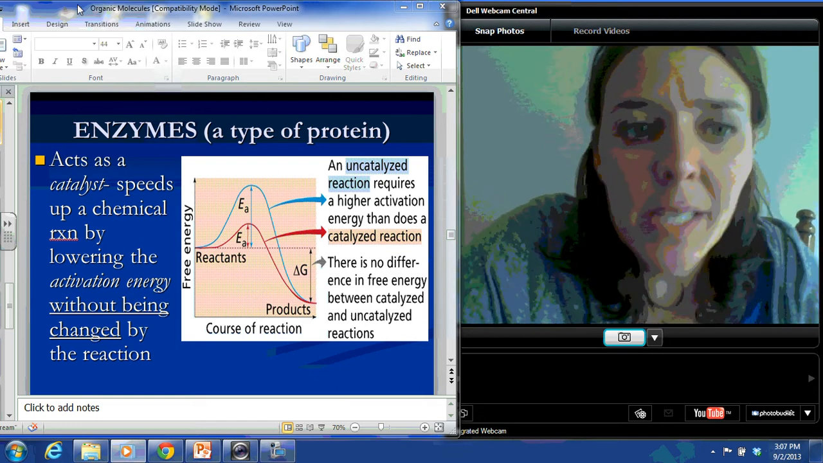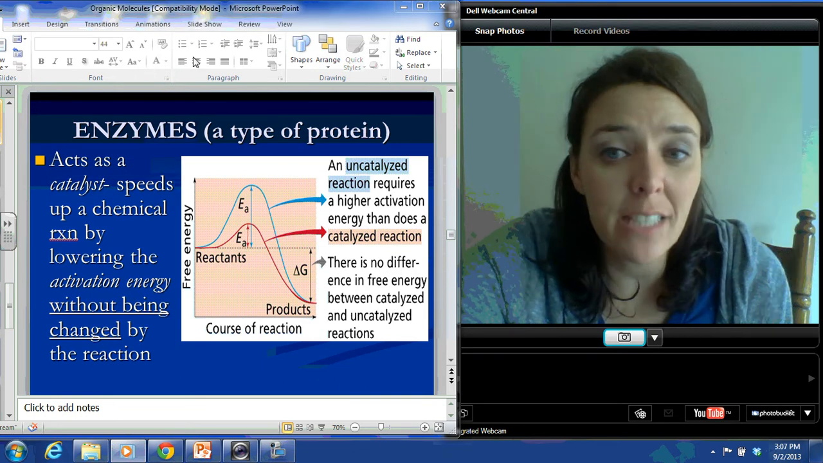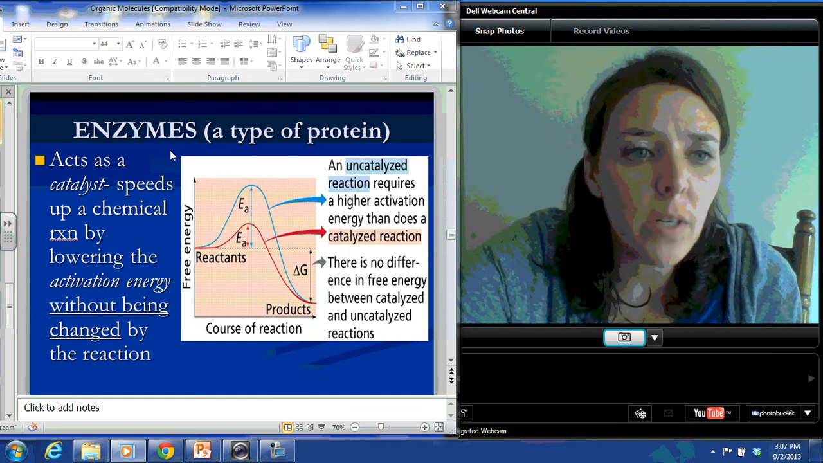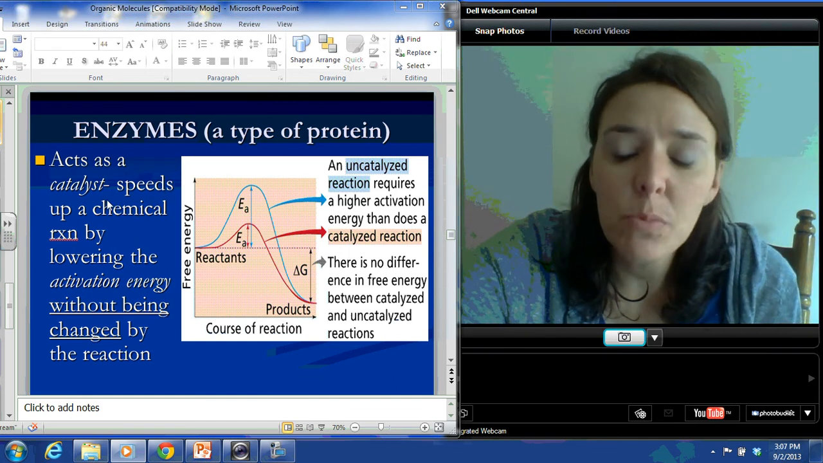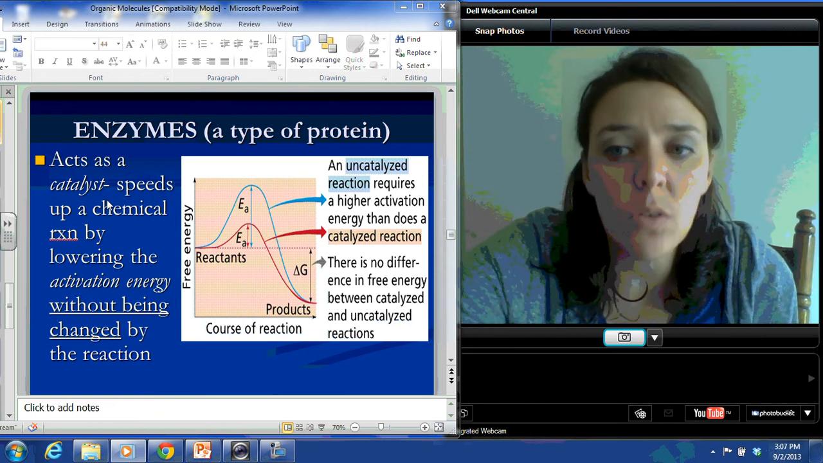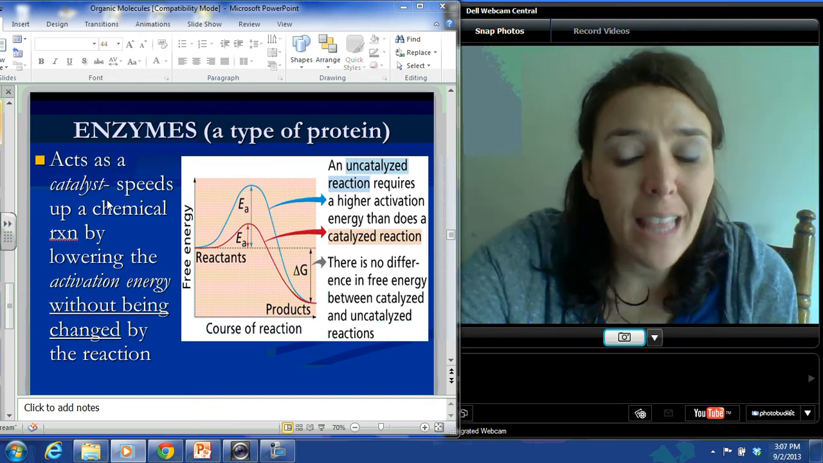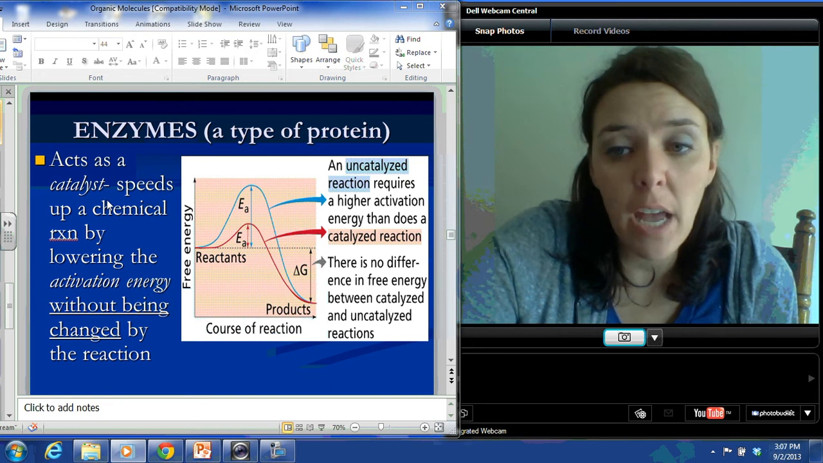Alright guys, this one is on enzymes, which is an example of a protein. Remember, proteins are a type of organic molecule. Enzymes are really important, so they get their own video. Enzymes act as a catalyst, which, if you remember from physical science, by definition speeds up a chemical reaction by lowering the activation energy, and they do that without being changed. So they themselves do not get changed during the reaction.